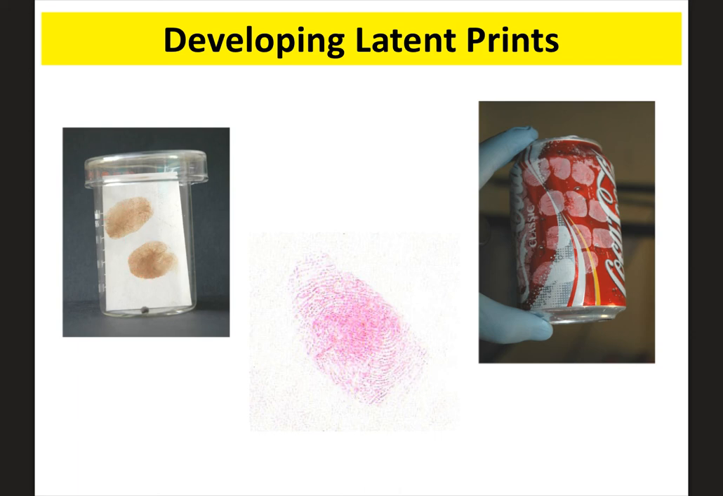Okay, and over here, this is a good example of using the superglue fuming. All right, when you put this Coke can in a container with some superglue, heat that superglue up, the fumes will stick to the latent prints, and you can see that the prints there were developed. It's very important though that the container is sealed in order for the fumes to interact with the latent print. Also, it's not something that you really want to be breathing in, so you really need to be making sure that that is totally sealed up when you're using that method.